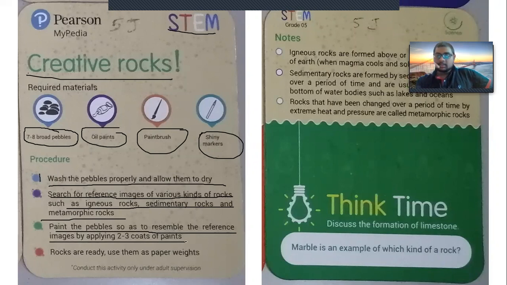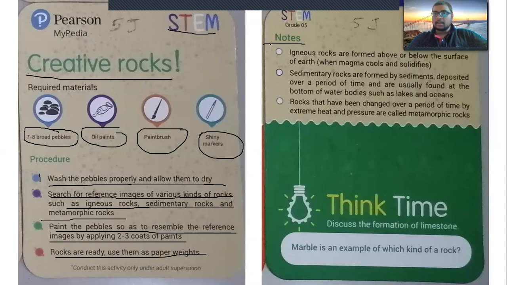So you will search the images on the internet and paint the rocks in that shape and in that color. And then when the rocks are ready, you can use them as paperweights. Okay, this is your activity.